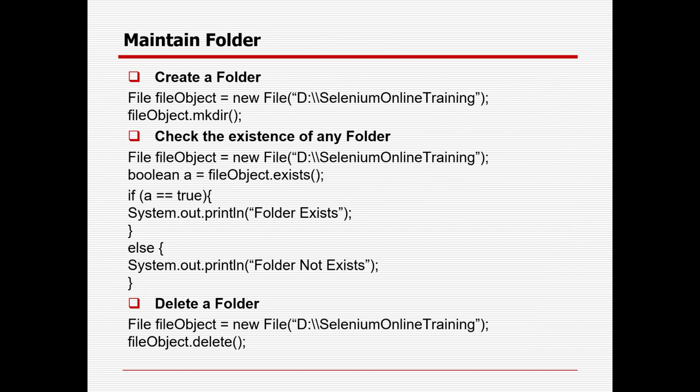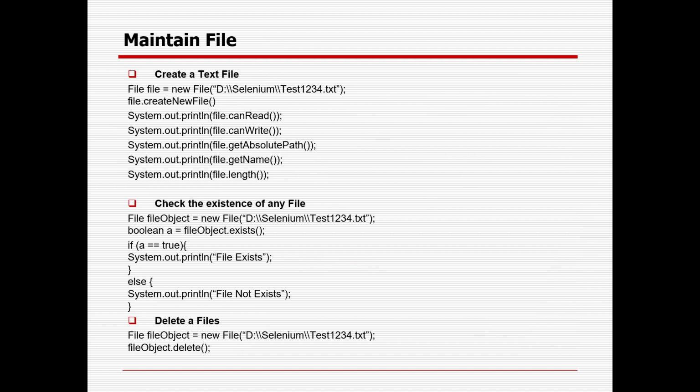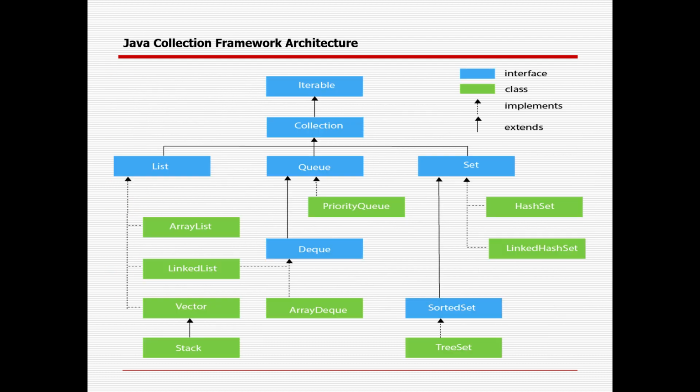There are a lot of file classes available in Java. There is a java.io package available where you can get a lot of classes and methods. In the File class you can create a directory, you can create a file, you can create a folder, you can check the existence, you can remove it, you can get the file path, absolute path, length, everything. And after the file is created you can read and write the file.